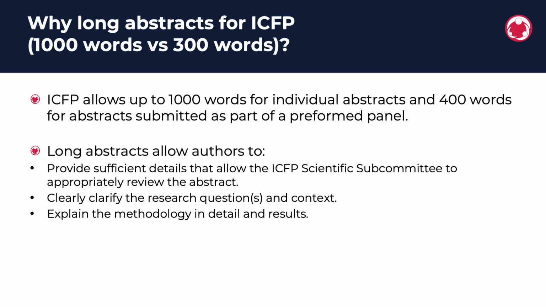Another very common question we receive is, why does ICFP have 1,000-word abstracts, while other conferences often have abstracts that are 300 to 350 words? ICFP is unique in this way. Our main goal is to allow people to share new knowledge to inform practice. ICFP allows up to 1,000 words for individual abstracts and 400 words for abstracts submitted as part of a panel to provide sufficient details that allow the scientific committee to appropriately review the abstract and make a fair decision. Also, it allows abstract authors to clearly clarify the research questions and context and explain the methodology and results in detail.